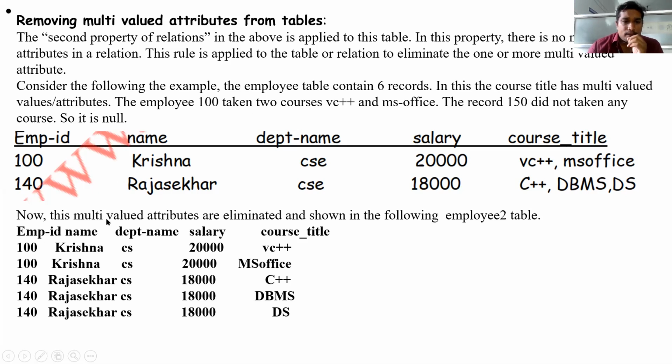Now these multi-valued attributes are eliminated and shown as follows. See, we have 100 Krishna and CSC 2000, and it takes VC++. Similarly, employee ID 100 Krishna CS 2000 MS Office.